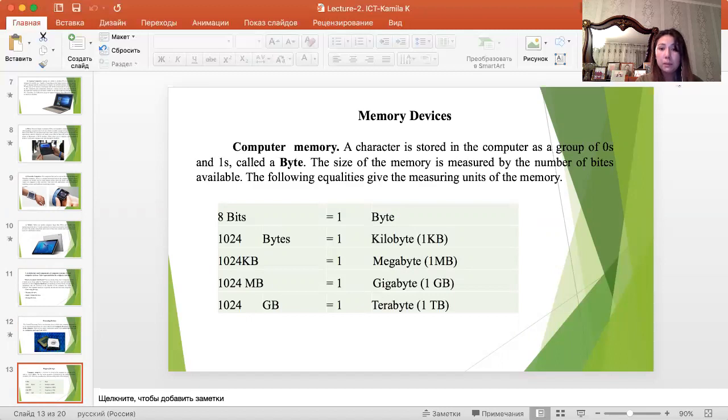1024 kilobytes is 1 megabyte. 1024 megabytes is 1 gigabyte. And 1024 gigabytes is 1 terabyte.